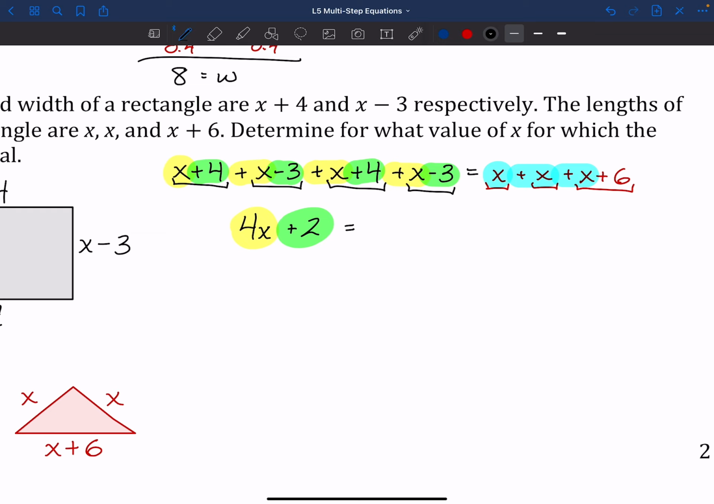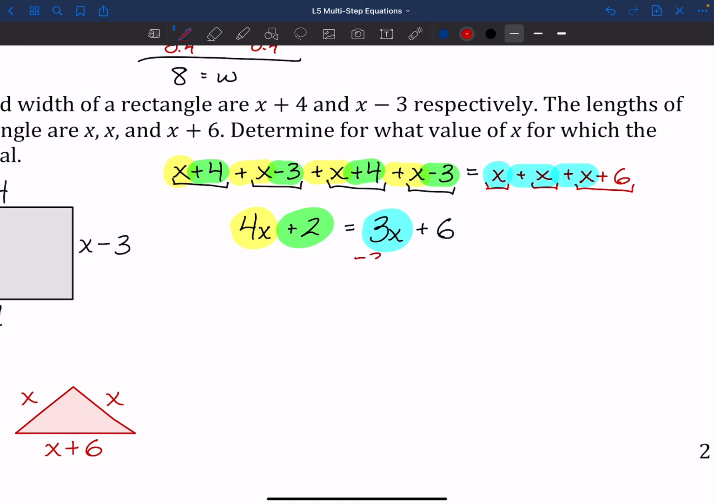All right, so 1, 2, 3 of those gives me 3x for that stuff in the blue. And then that lonely plus 6 on the end didn't have anybody to combine with on the right side. All right, this looks much better.